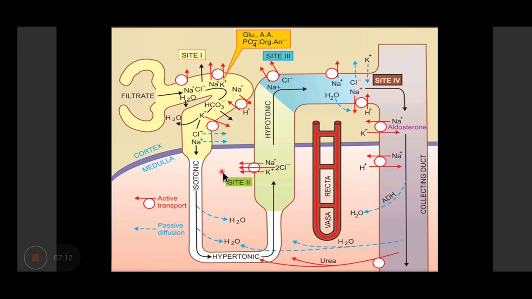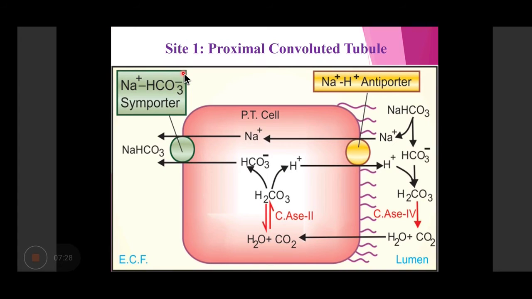So these are the 4 sites which we will look at one by one, to see what is happening and how different diuretics will show their action. So first we'll focus on the first site, which is the proximal convoluted tubule. This is an important site because much of the reabsorption takes place here only.